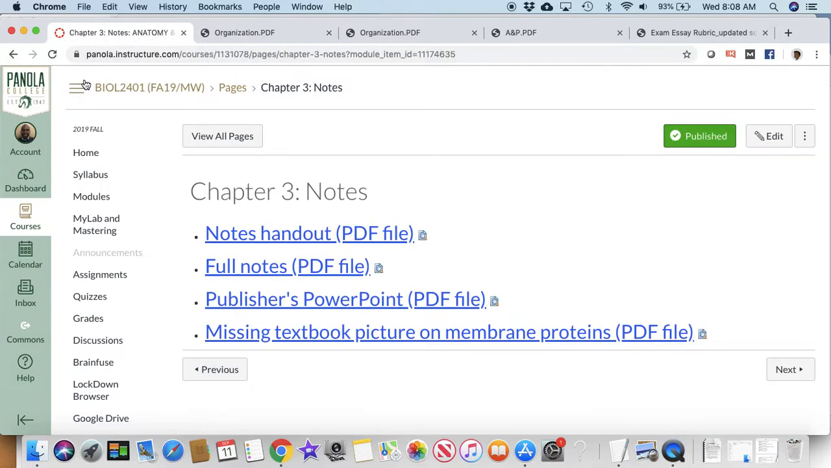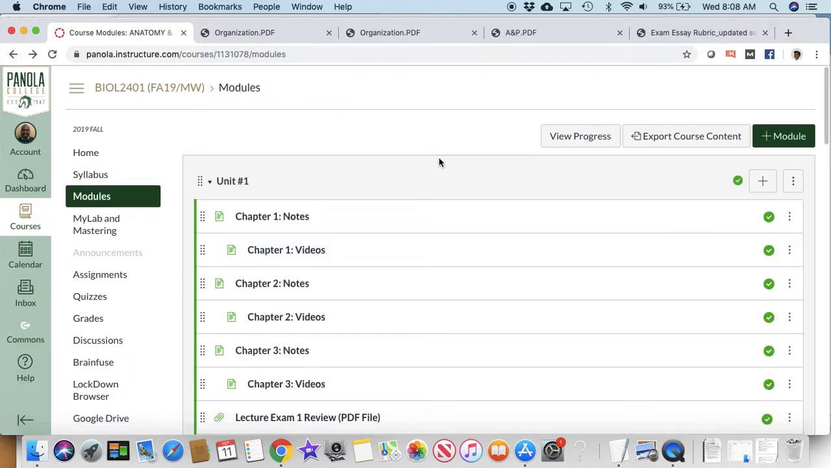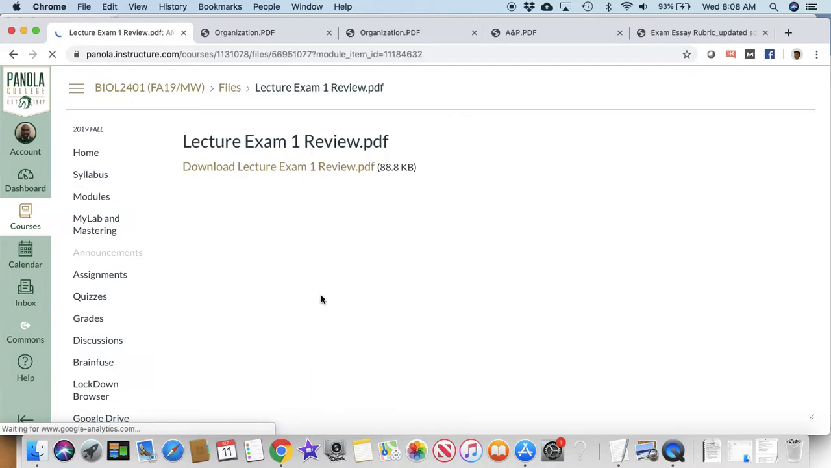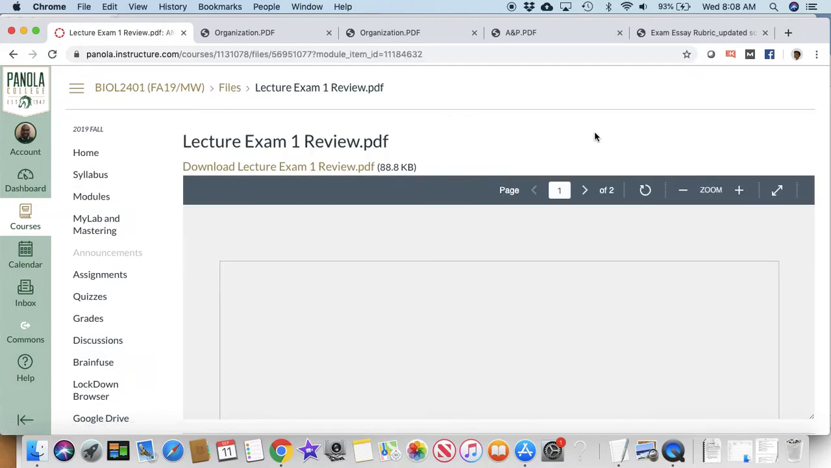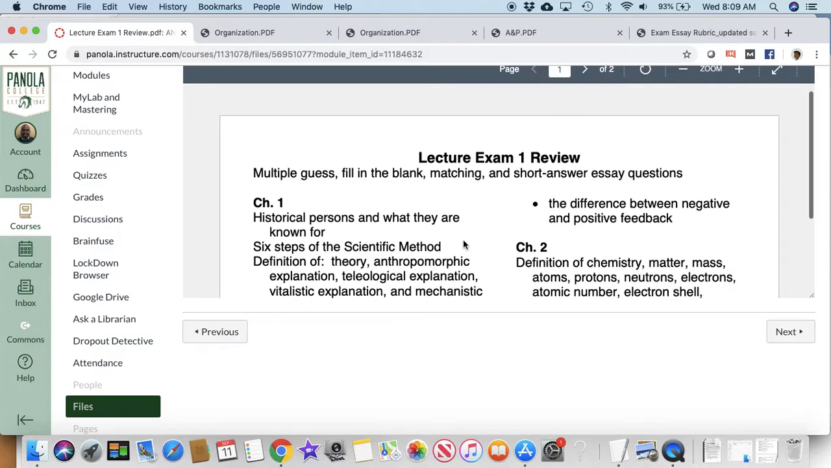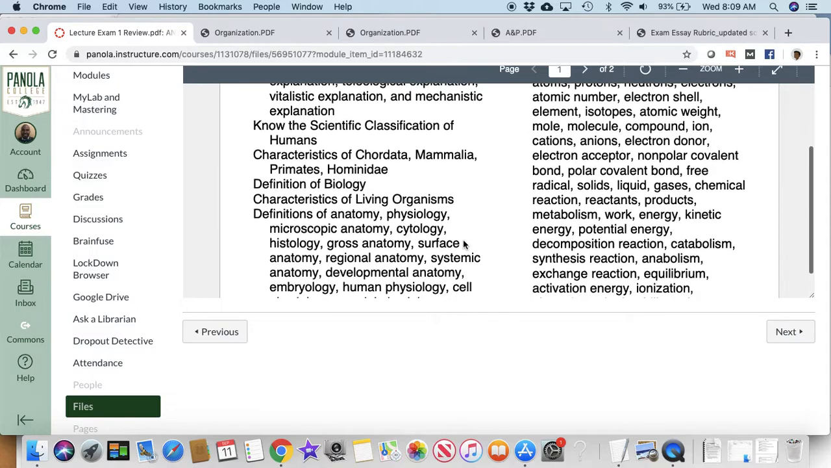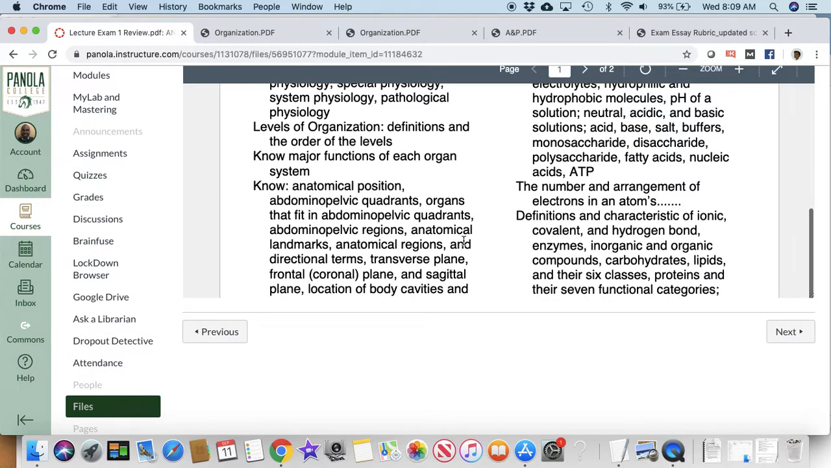So you'll also have short answer essay questions. I also want you to make sure that you spend some time looking at the Exam 1 review. So it tells you again, you have multiple choice, fill in the blank, matching, and short answer essay. So again, this kind of gives you an overview of what things could be on the test, and then tells you that for each chapter.